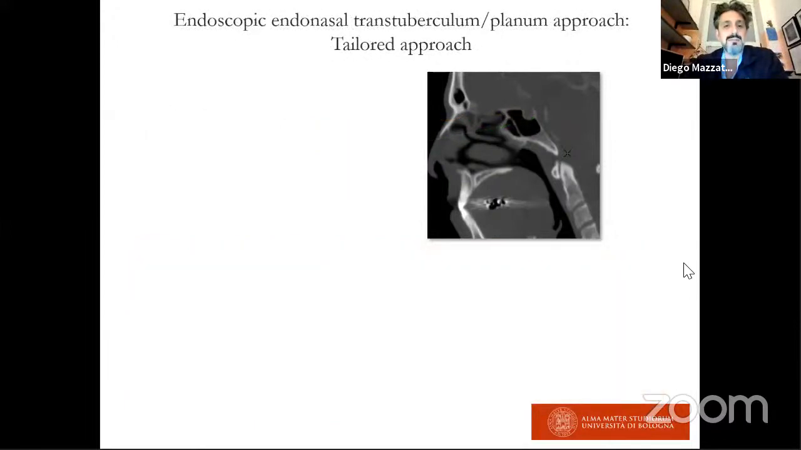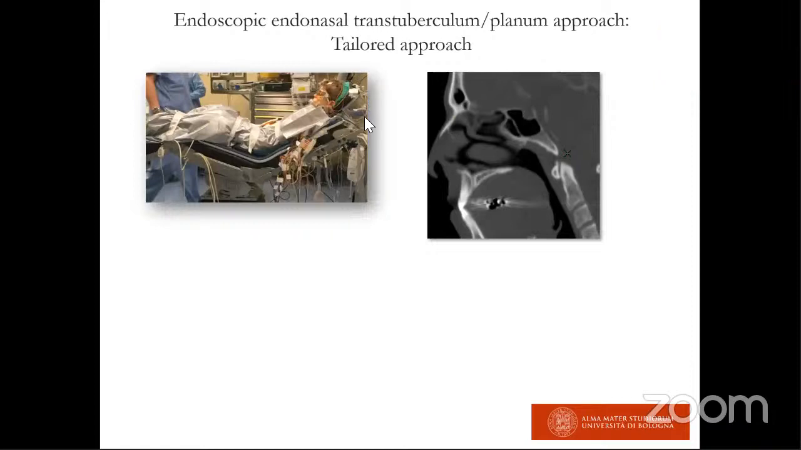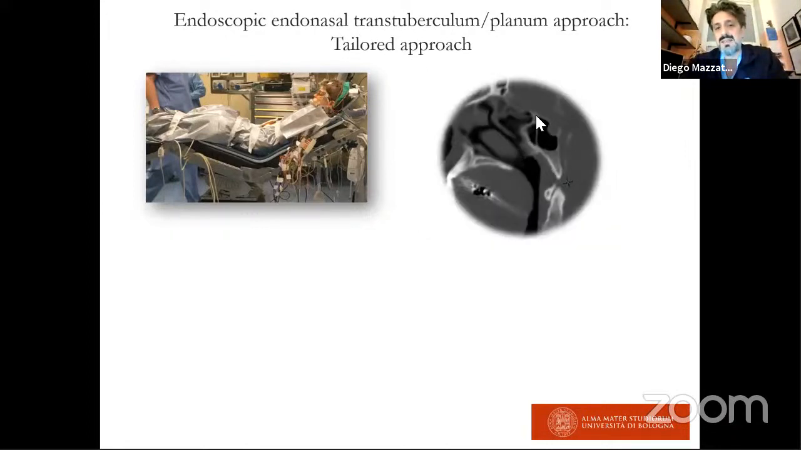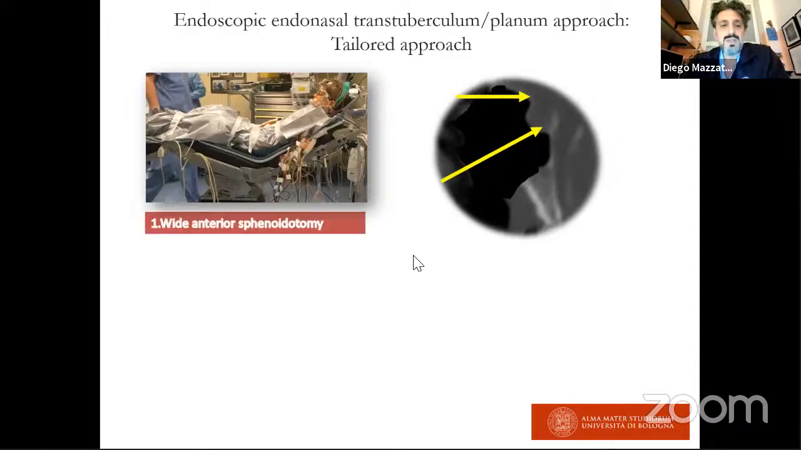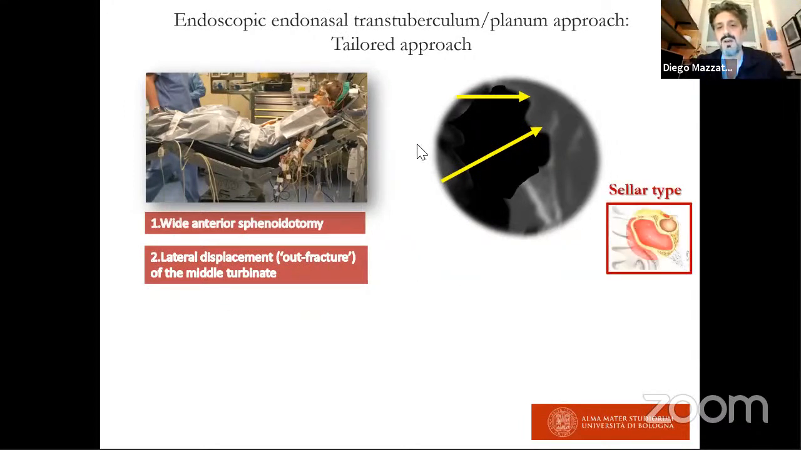This is our semi-sitting position. We traditionally use the RD position, not the Cushing supine position. The head is slightly tilted, and you can see the two main corridors to open the transtuberculum region. Obviously, the wide anterior sphenoidotomy and the lateral displacement, without cutting or fracturing the middle turbinate, is enough to gain more space in the sellar type.